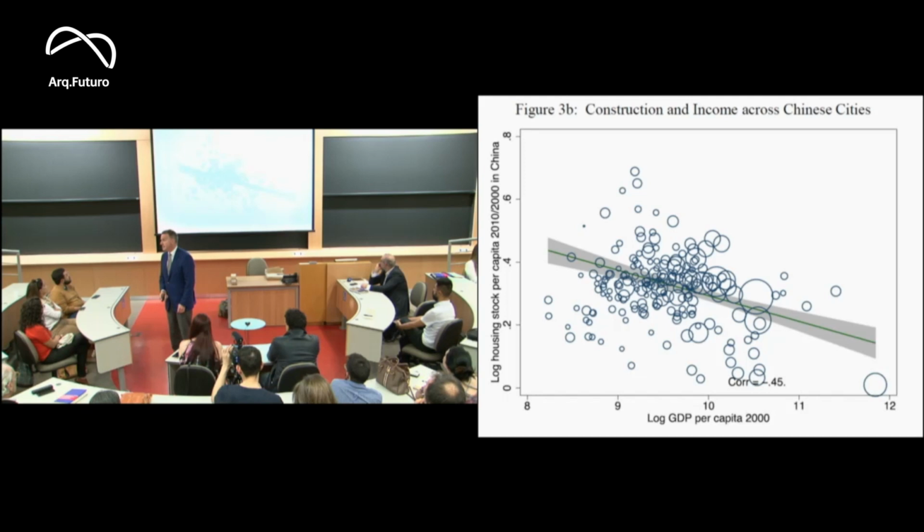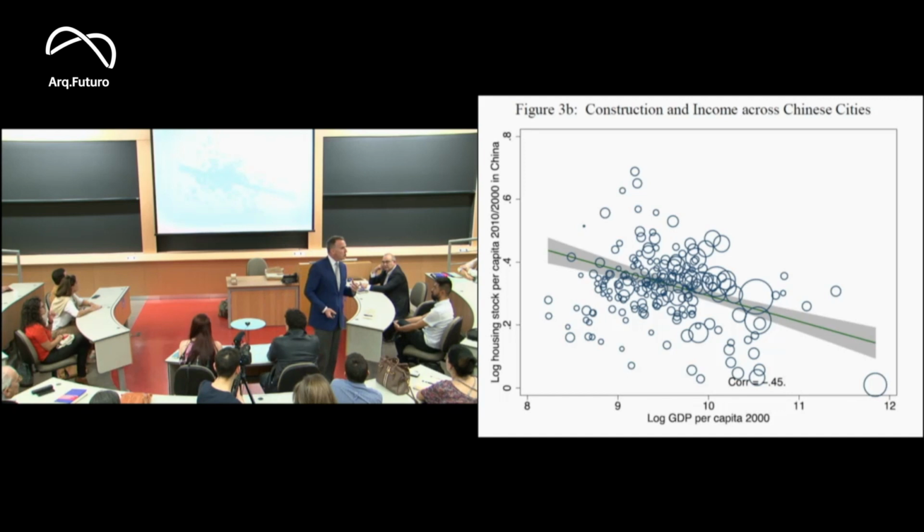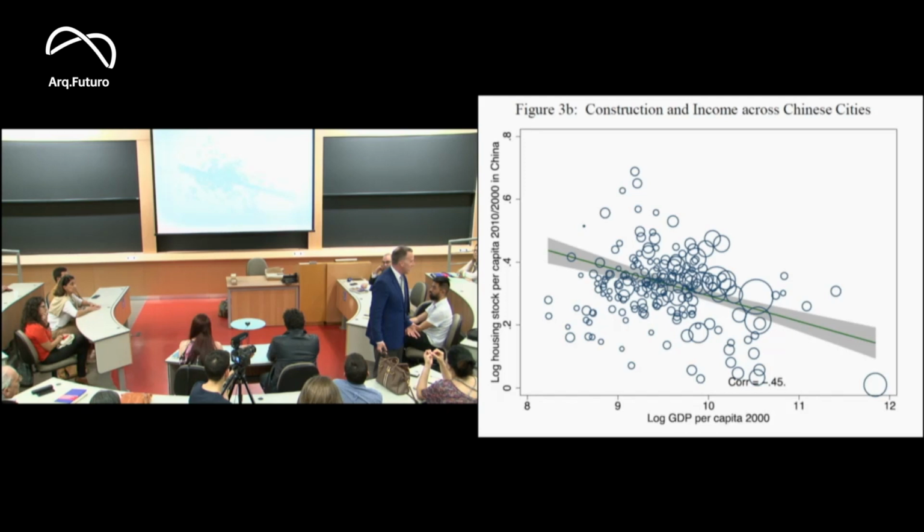This is not NIMBYism. This is monumentalism. This is the fact that the leadership of China's regions are judged on what they do to GDP. And either you get GDP by having real economics, or you know how else you can get GDP? You just build a lot, okay? You build a lot whether or not anyone wants it or not. You build a lot to add to your GDP.